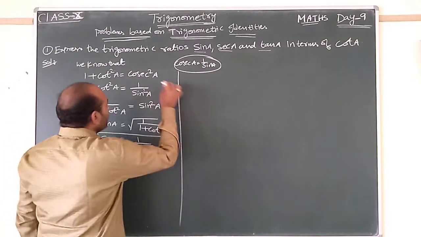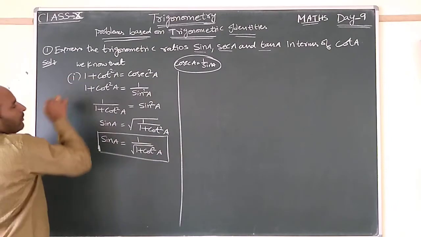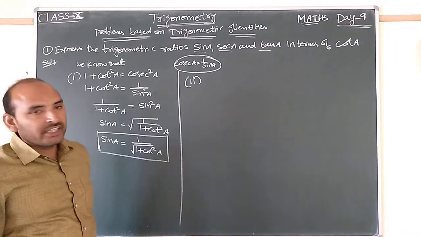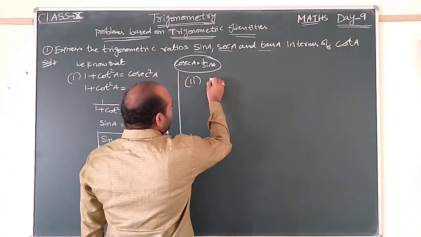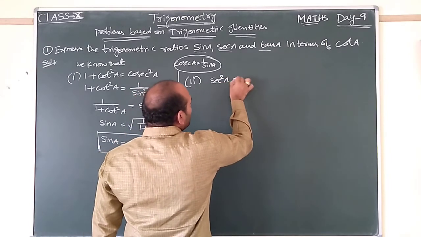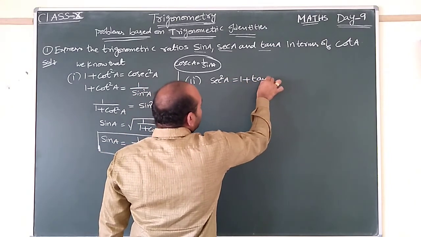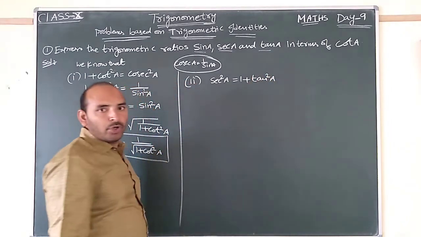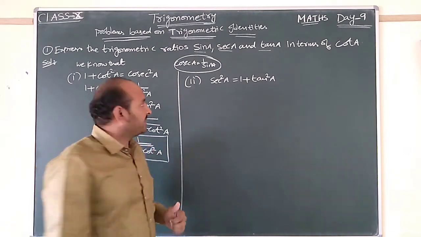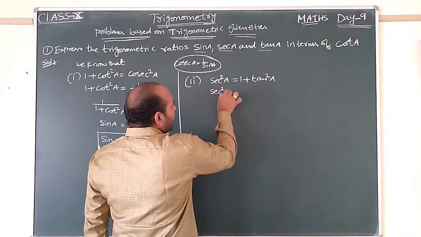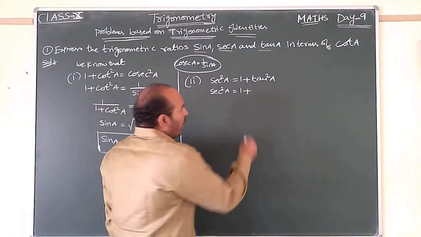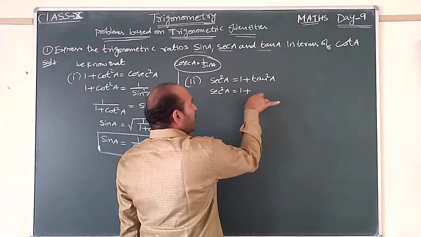Next, coming to secant A. How can you write it? Secant A must be changed to cot A. Secant square A is equal to 1 plus tan square A. This is the formula: 1 plus tan square theta is equal to secant square A. Now tan A is nothing but the reciprocal of cot, because this value also has to be converted into cot A.